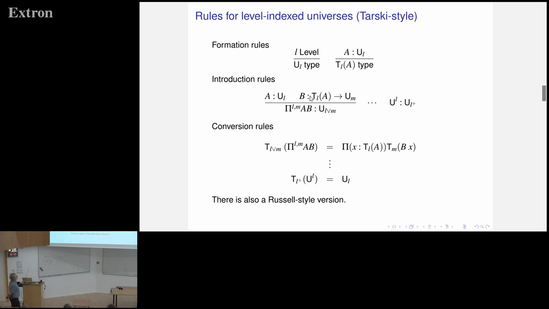And then we have indexed operations for coding. Pi L M A B is what builds a code for the pi type above, given that the first argument type A is in U_L and B is a family in U_M. Then the whole pi type needs to be in U_(L ⊔ M). And we have a rule that we have a code for the Lth universe in U_(L+1). And then we have the usual decoding equations for the pi type here, and for the previous universe. And of course, there is also a Russell-style version.